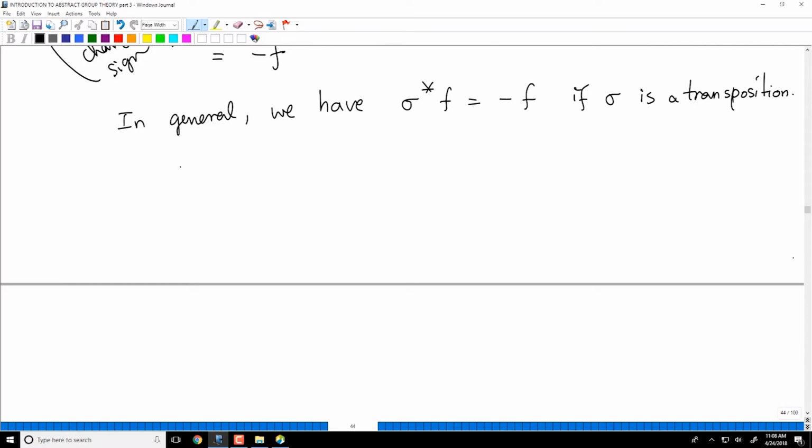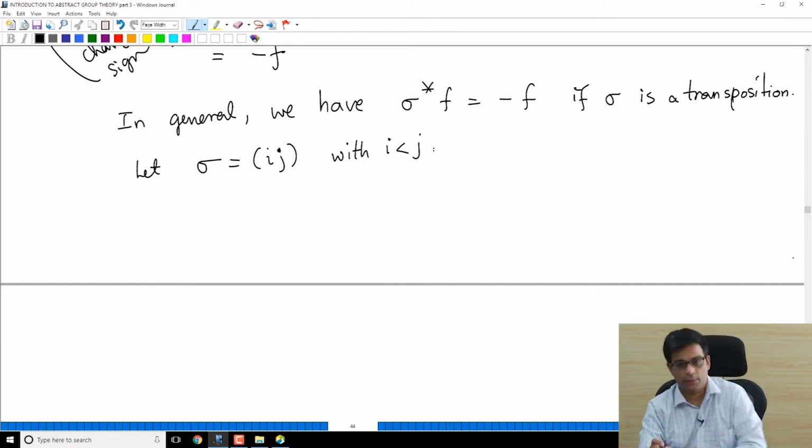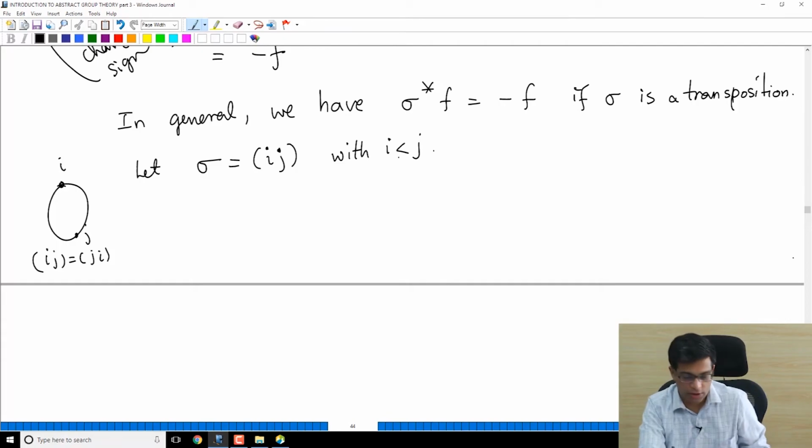So I'm going to assume, let sigma be a transposition, right? So in other words, it's a 2 cycle. So let us say sigma is (i j) with i less than j. I can always assume that because remember (i j) is same as (j i). So i and j are different obviously. So I can put the smaller one first and the bigger one in the second position. It's a cycle, so (i j) is same as (j i). So I can always arrange them so that the first one is the smaller one.